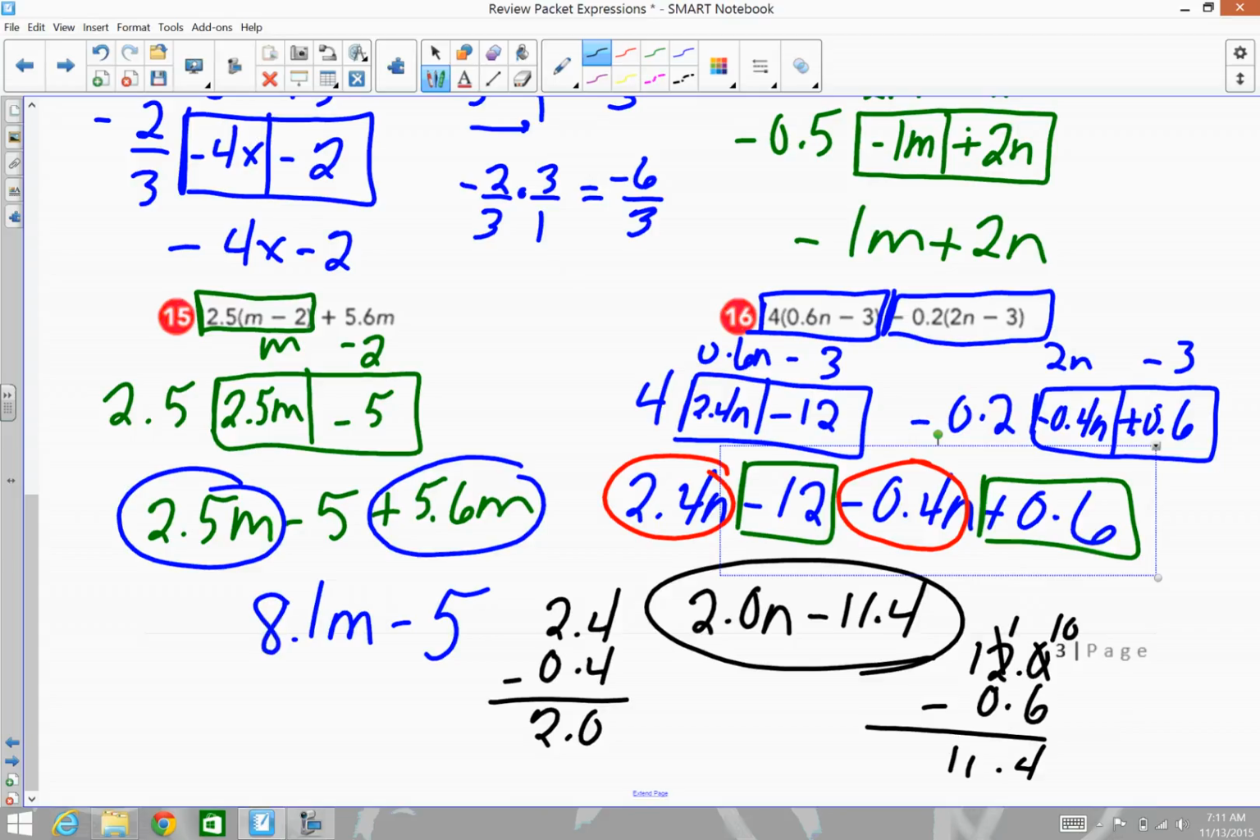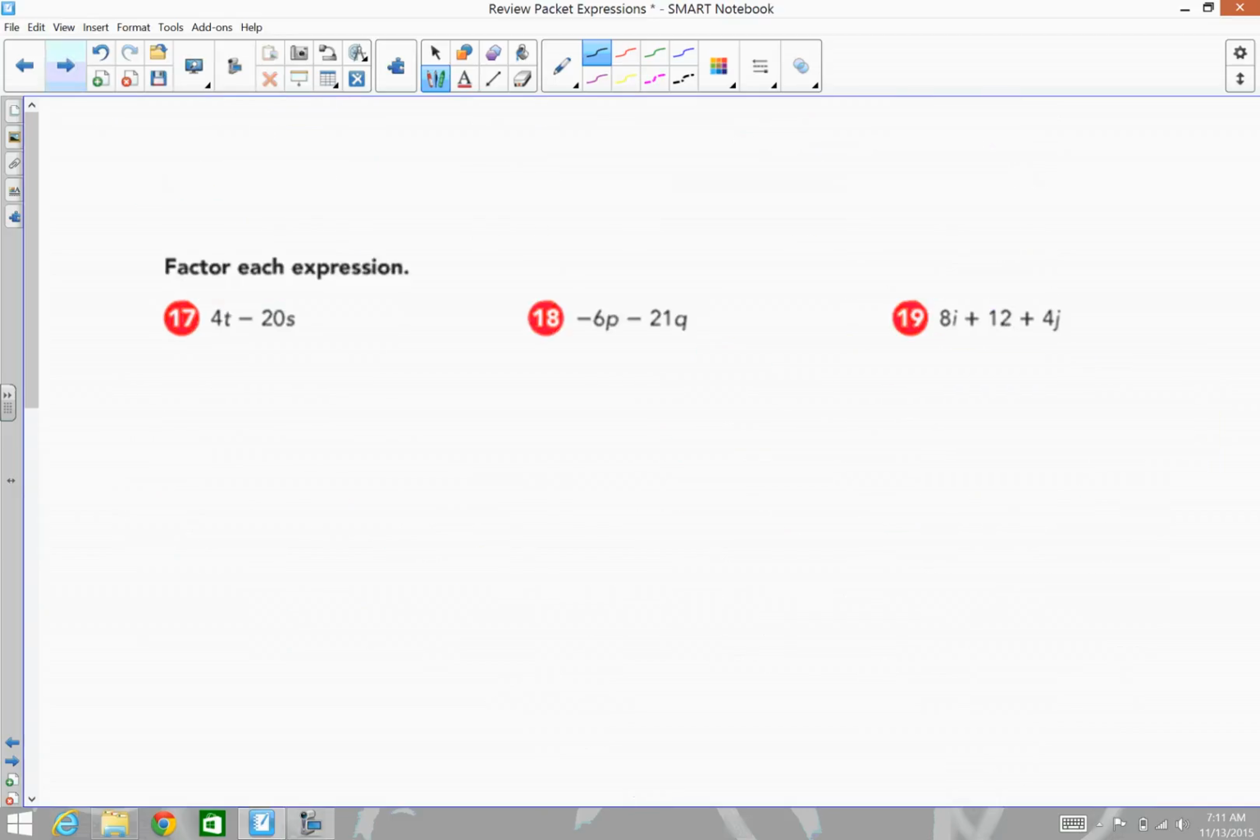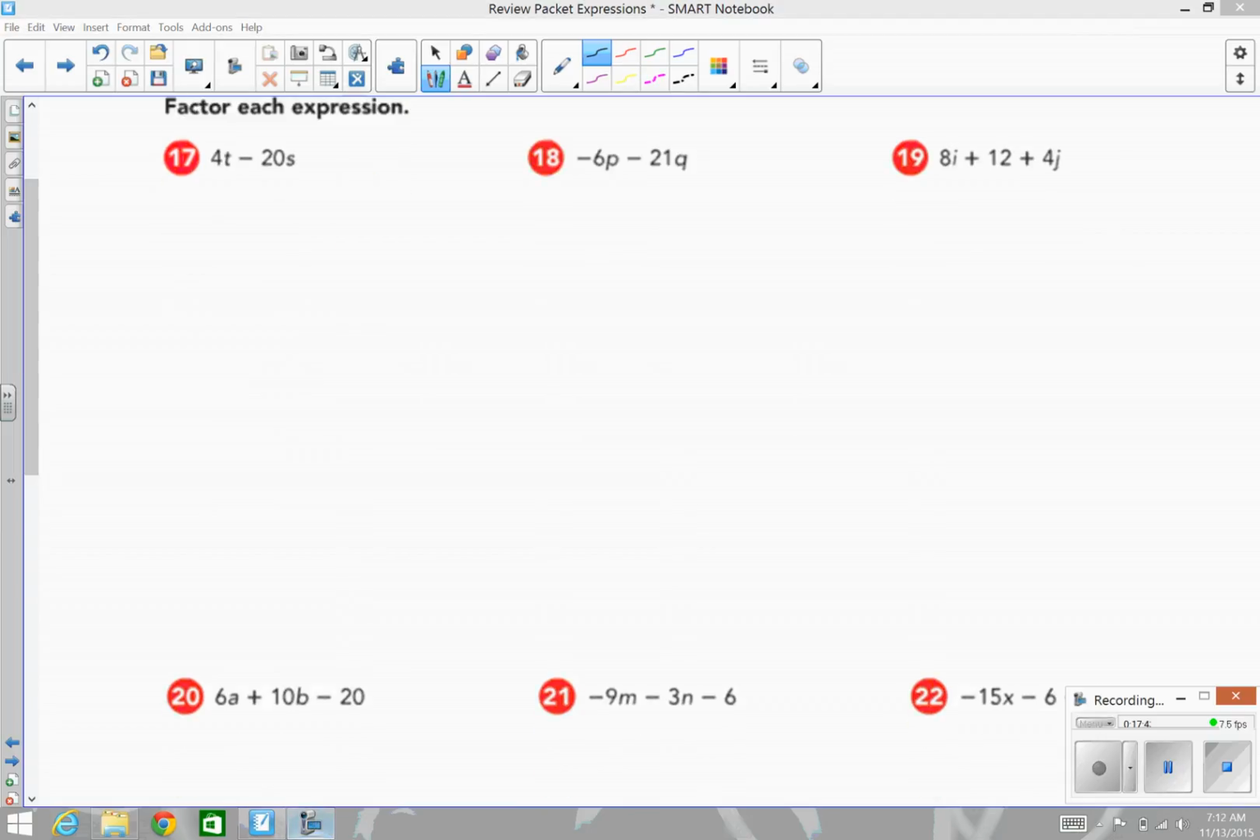Go ahead and check and correct your work, and we'll move on to the next topic. For this, we're going to factor. Okay, for each one of these, you have to identify the GCF, divide, write in factored form, and then I do recommend for your test that you practice checking so you can guarantee yourself 100.